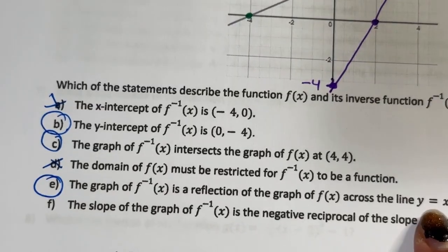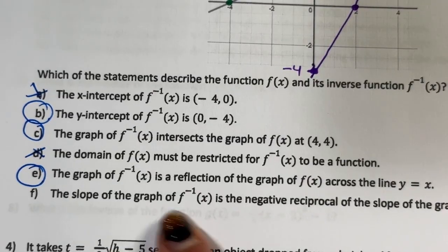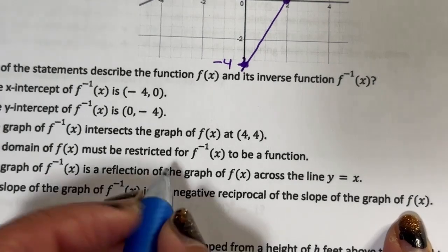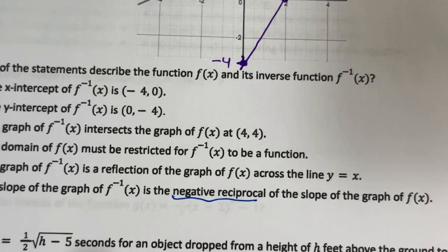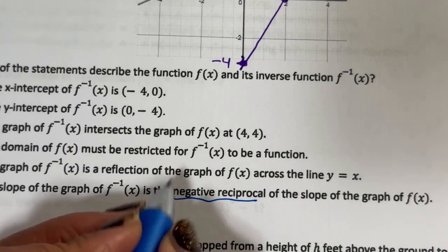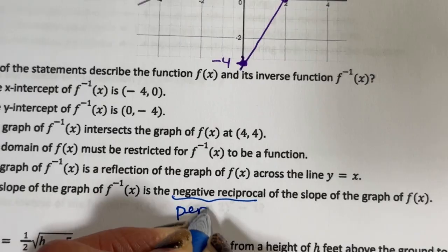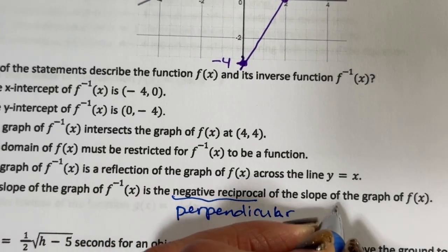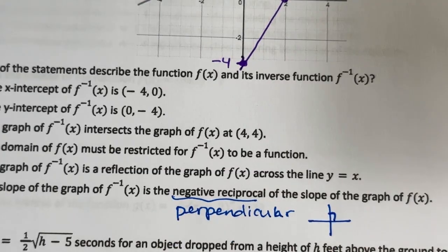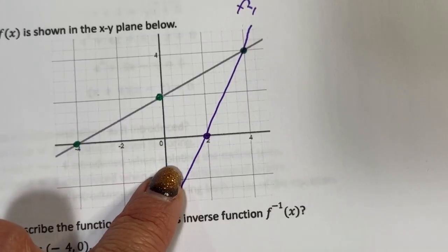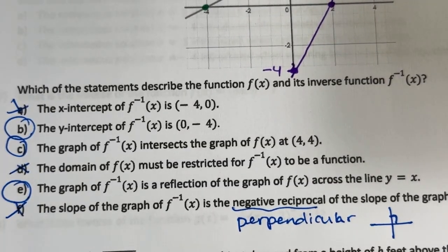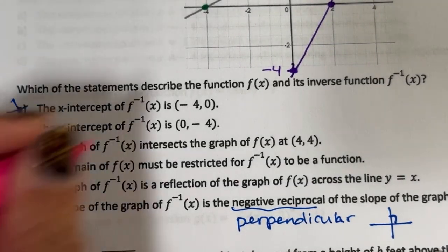That is definitional. The slope of the graph of f inverse is the negative reciprocal of the slope of the graph of f of x. Well, what does that even mean? Well, you've learned this before in Math 1. A negative reciprocal, we also call it an opposite reciprocal, means that these two lines are perpendicular. And they're perpendicular if they cross at a right angle. And these two lines do not cross at a 90-degree angle. So that is wrong. So the only viable options are B, C, and E.